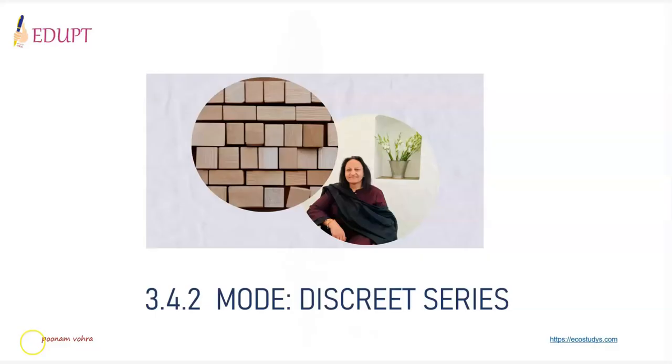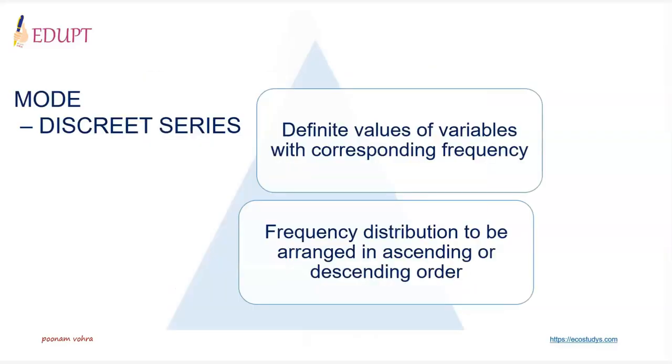So let us begin. Hello everyone. So far you have understood the estimation of mode in individual series. From now onwards we shall discuss calculating mode in discrete series. As is known, in discrete series, there are values of variables and corresponding frequencies are given. X, that is the values of variables, are definite values, and the frequency distribution must be arranged in ascending or descending order in order to find mode.